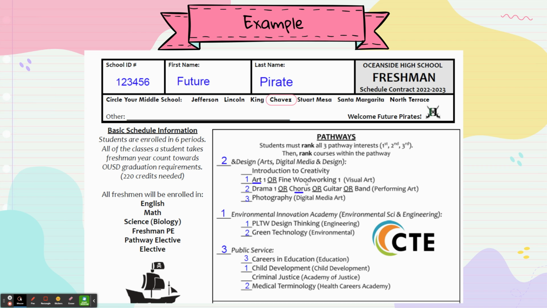So art and fine woodworking are considered visual arts. Drama, chorus, guitar, and band are performing arts. So that's why we have both of them offered, like they're both visual arts. So that's why we have art 1 or woodworking. As you can see, I underline the class that I would want. And same with this number 2 option, I underline the class I would want out of those 4 options. So that's what you would fill out at the top.